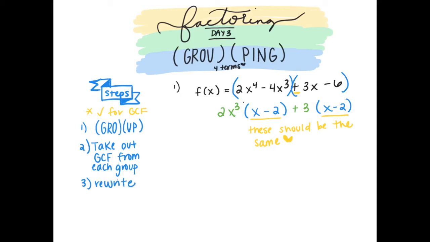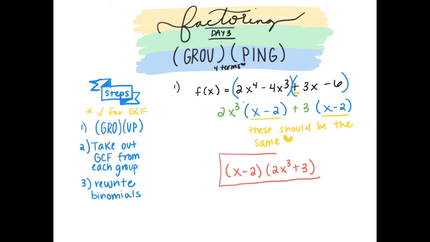Now we need to take this information to rewrite our answer. That binomial that repeats that I have written in blue, write that one time. So that's going to be part of our answer. That'll give us the x minus 2. Then we'll take the GCFs in green and combine them to make another polynomial. So we'll have 2x cubed plus 3. Notice how it's written in red. That's my cue that you're done.